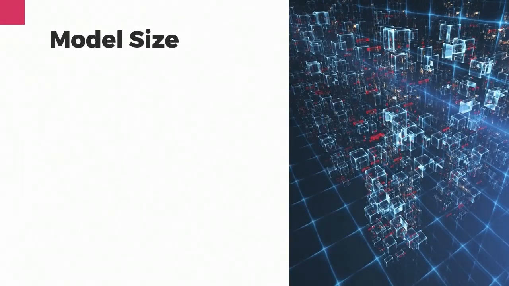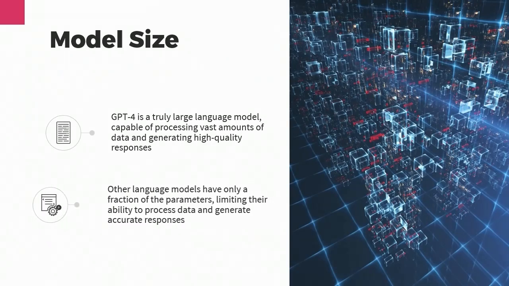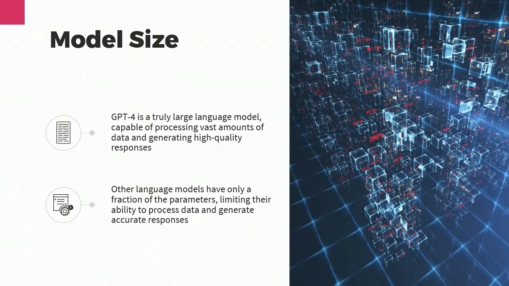Another key difference between ChatGPT and other language models is the size of the model. Measured in terms of the number of parameters that a model has, the numerical values that determine the size of the model also affect its behavior. In this respect, GPT-4 is a truly large model, capable of processing vast amounts of data and generating high-quality responses. In comparison, other language models may have only a fraction of the parameters, limiting their ability to process data and generate responses with any accuracy.